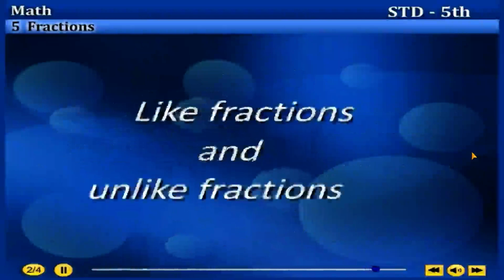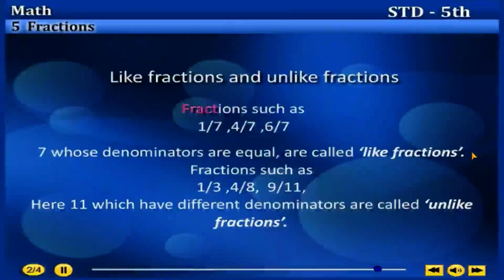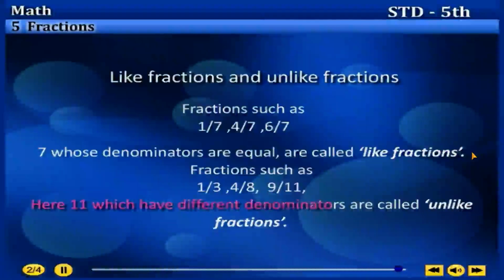Like fractions and unlike fractions. Fractions such as 1/7, 4/7, 6/7, whose denominators are equal, are called like fractions. Fractions such as 1 by 3, 4 by 8, 9 by 11, which have different denominators, are called unlike fractions.